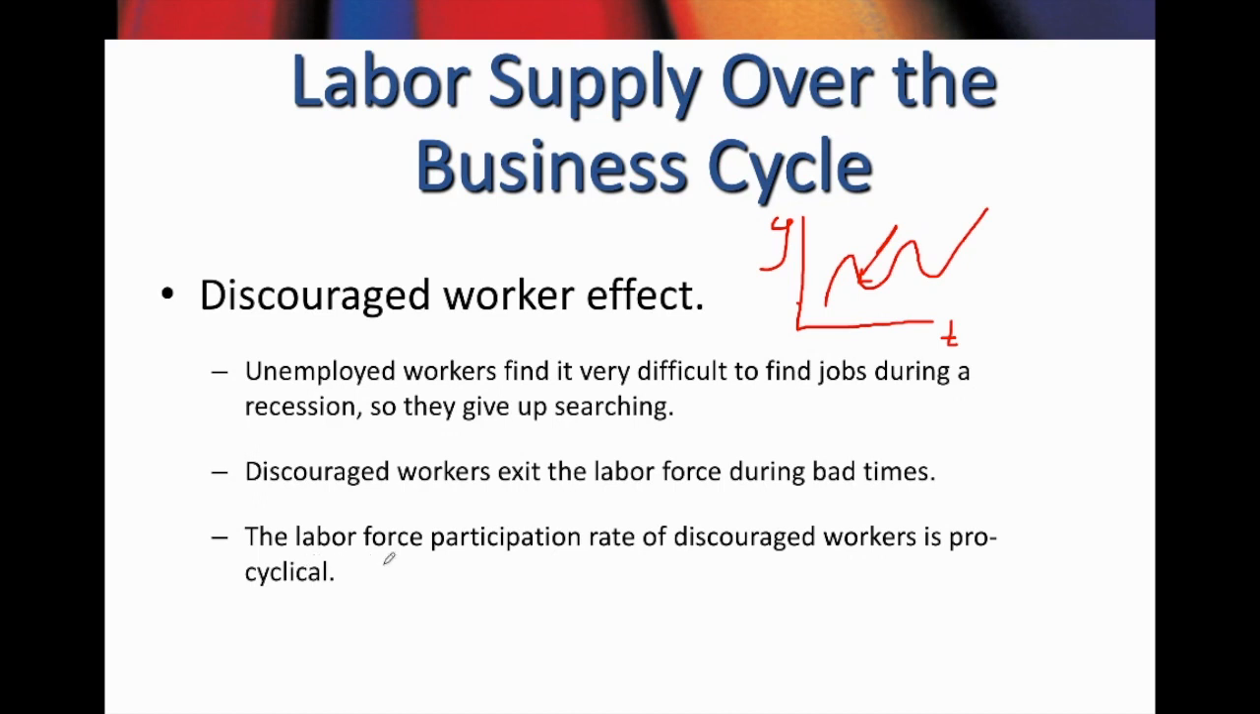As a consequence, the labor force participation rate of discouraged workers is pro-cyclical. It goes along the cycle of the economy, and it is therefore known as pro-cyclical. As a consequence of the discouraged worker effect, we also say that the overall labor supply in the economy would shrink.